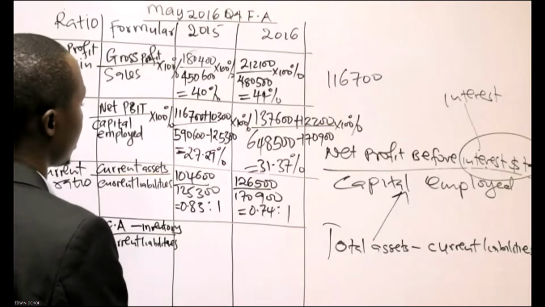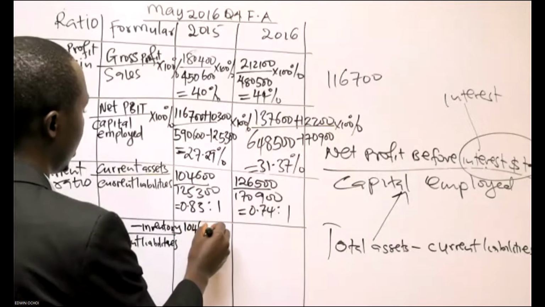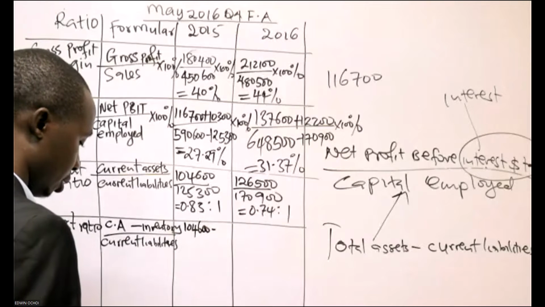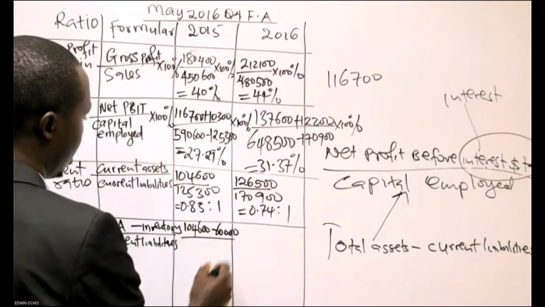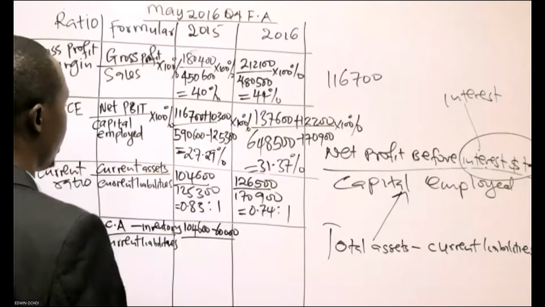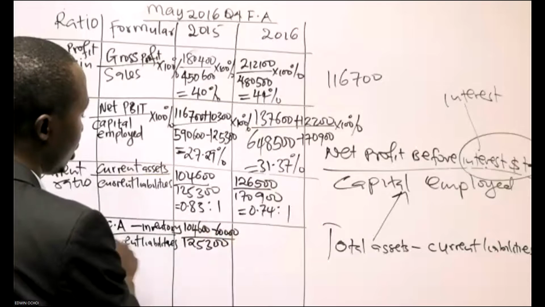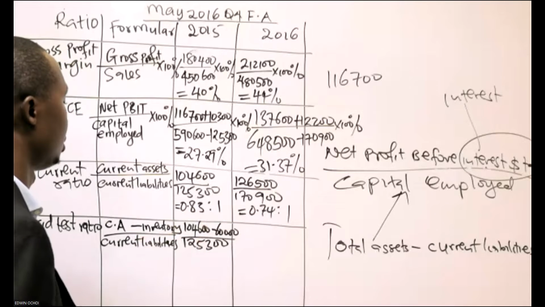So the current assets, 104,600. You minus inventory from there. So we have the inventory of 60,000 here. So you divide with 125,300. So this ratio says, are we liquid in meeting our current liabilities?